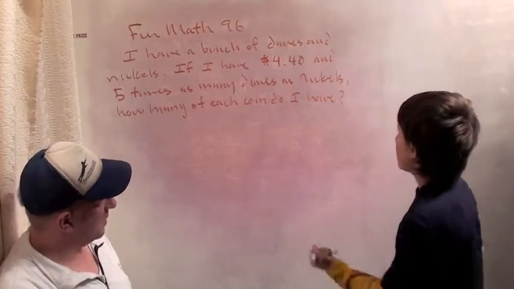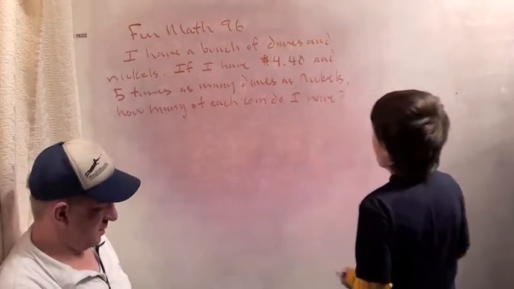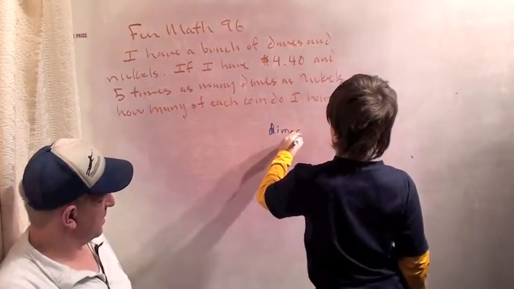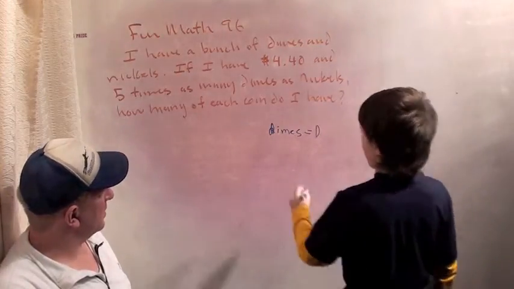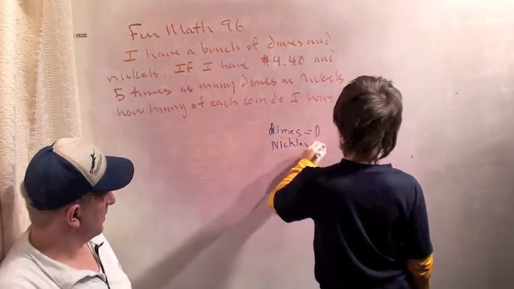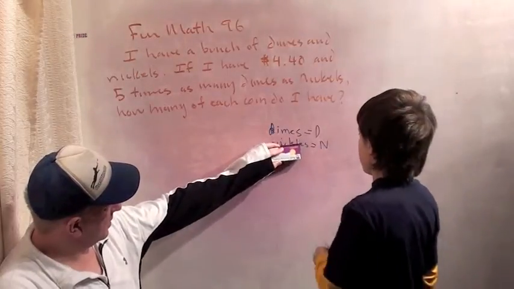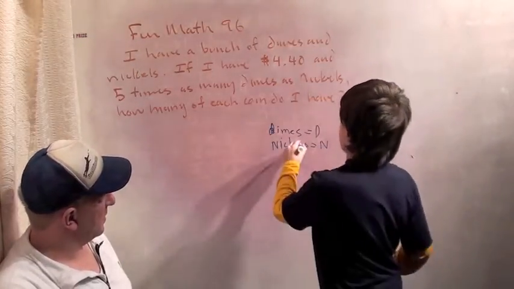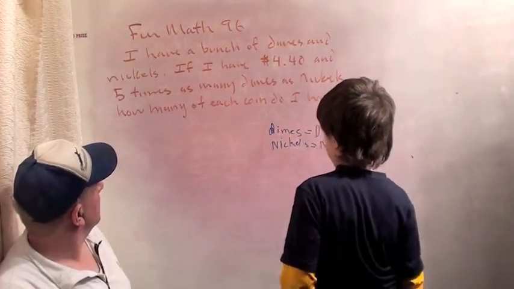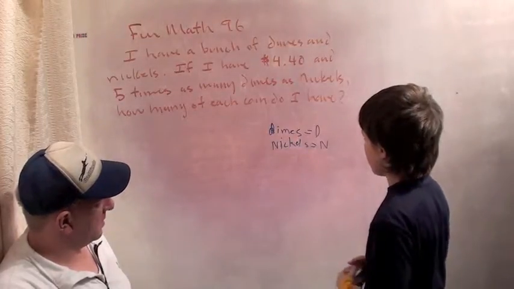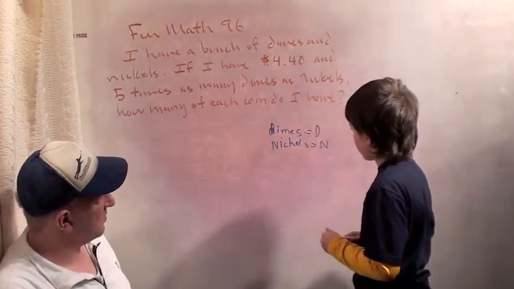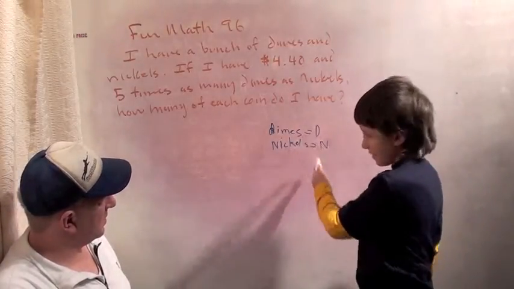All right. So we can call the dimes D, and nickels are N. Okay. The dimes are D and the nickels are N. Okay, great. Well, it says we have 5 times as many dimes as nickels. So how does that relate D to N? We have 5 times as many dimes as nickels. So 5N is D. Okay, very good.